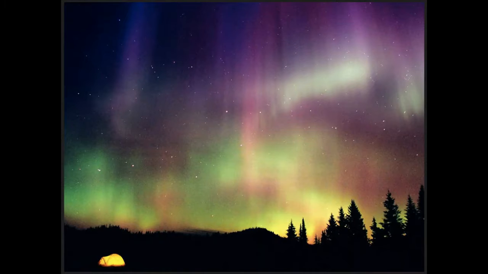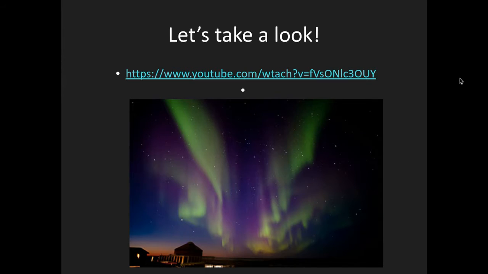Welcome back, class. Here we are looking at the gorgeous Northern Lights. Some of you have seen the Northern Lights before, and some of you haven't. These are an example of a brilliant show, and they can look very different depending on where you are in the world. But let's take a look at what they look like.